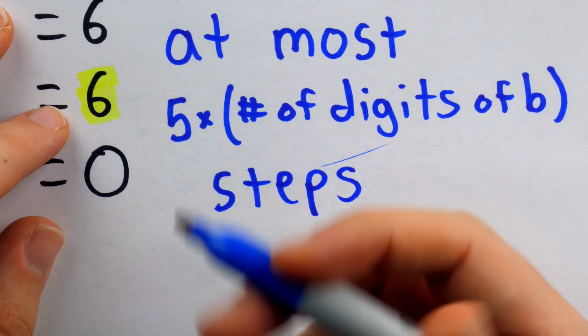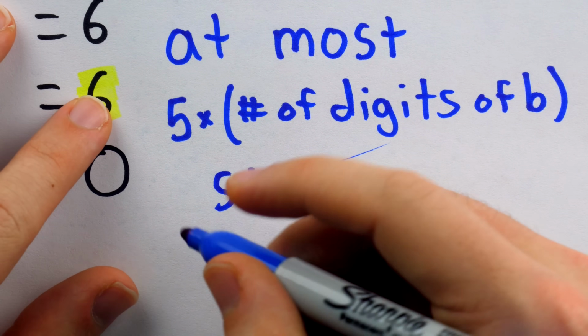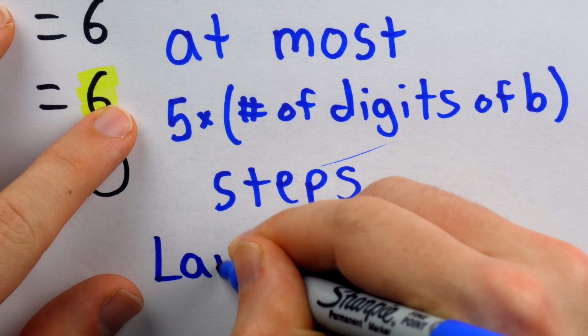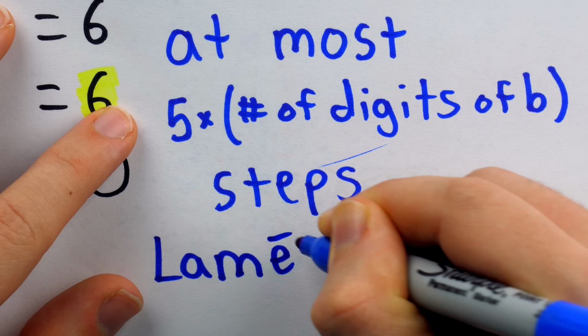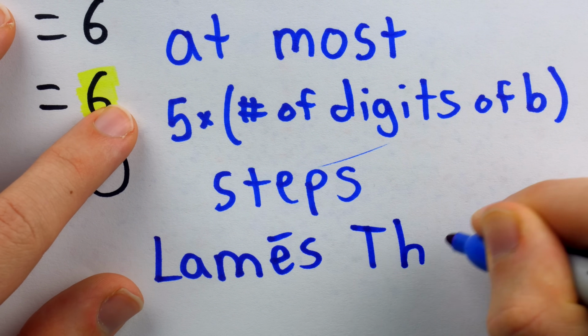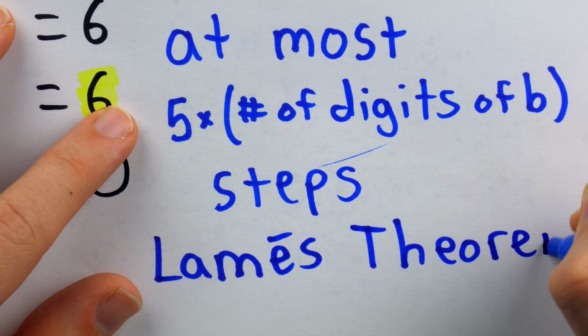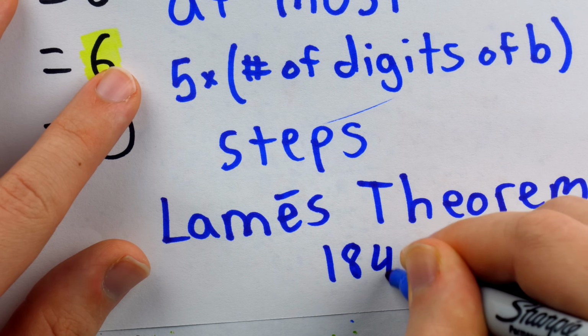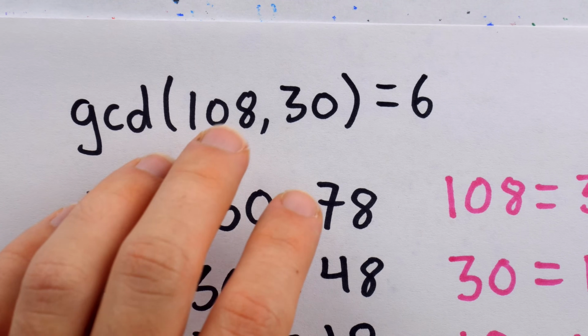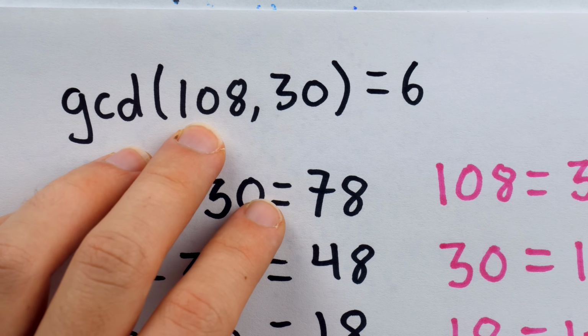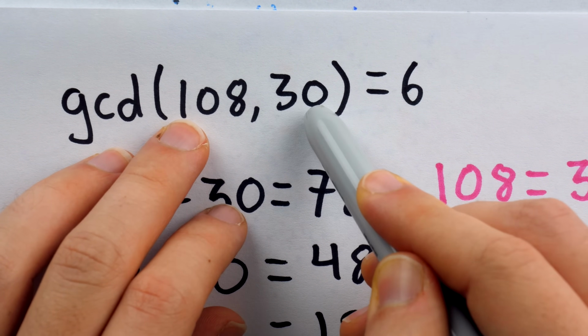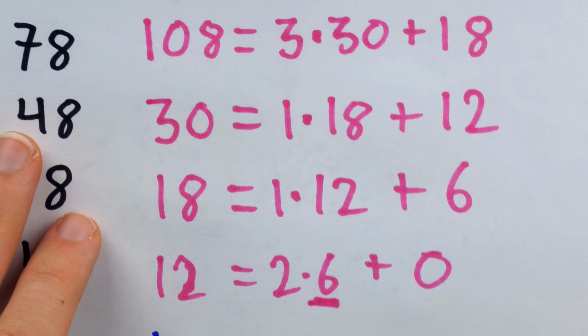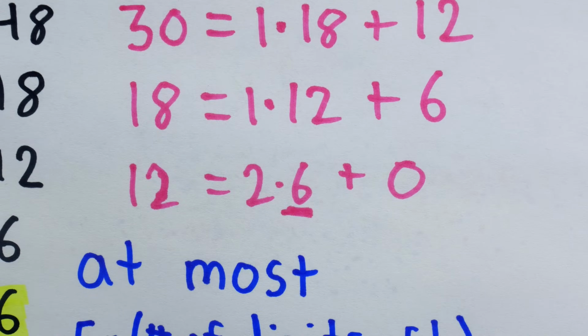This measurement of the computational complexity of the algorithm is actually the result of a theorem called Lamé's theorem, if my pronunciation attempt there is not completely horrific, and this was proven in 1844. So in this case, we could be sure that using the division method would take at most 5 times 2 or 10 steps, and of course that's an upper bound. It took us much less than that.